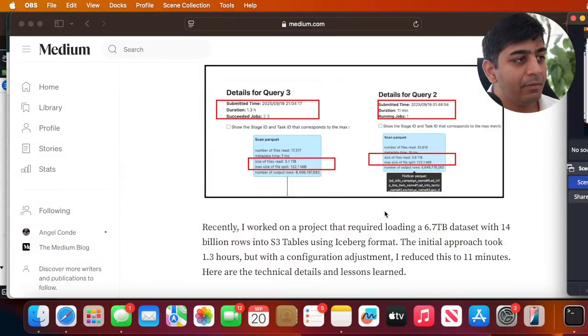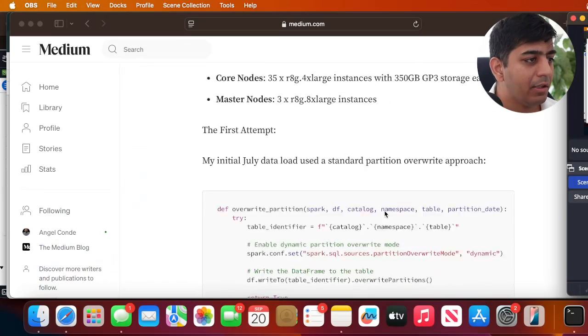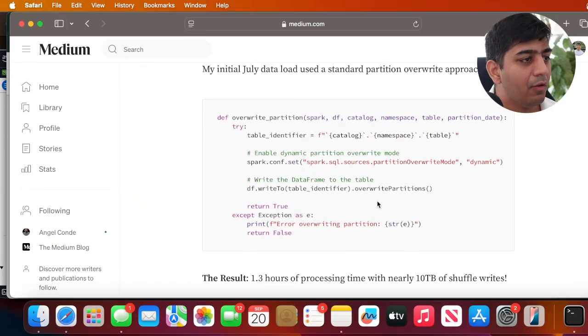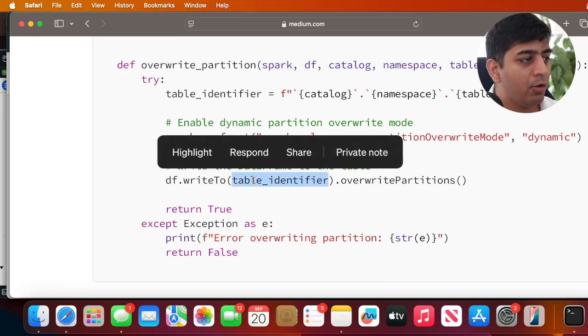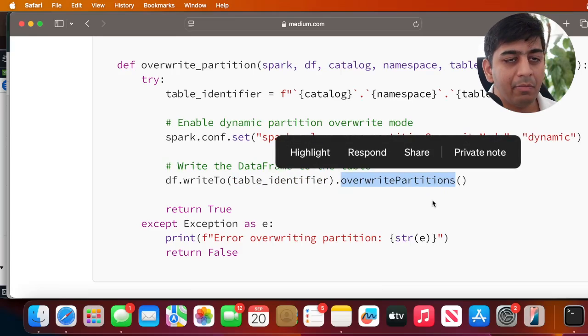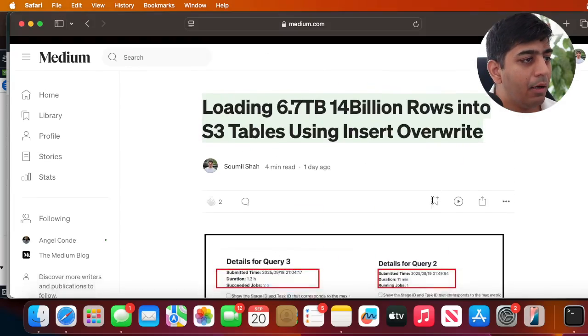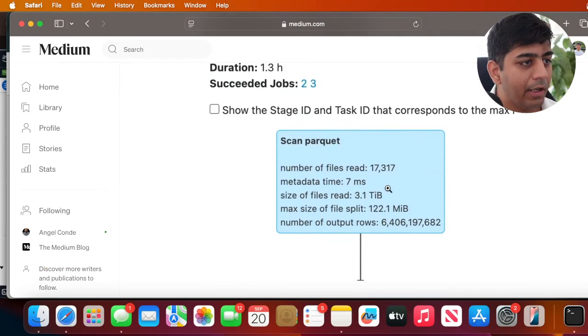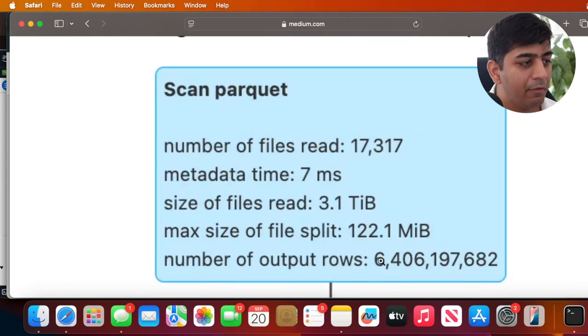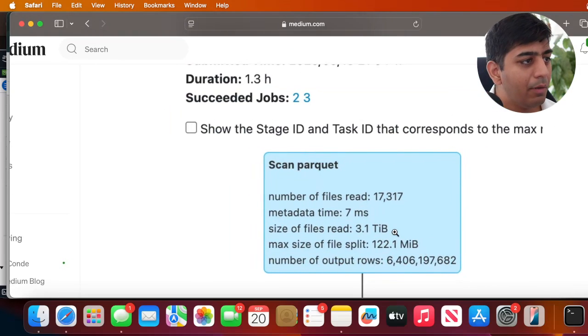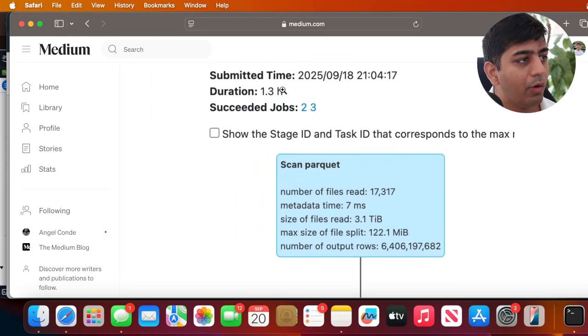The first time I used the insert overwrite method, as you can see over here, it was fairly straightforward. I read the data and then wrote into the Iceberg table using the overwrite partition method. In the Spark UI you can see roughly 3.1 terabytes, I guess about 6 billion rows. The entire job took about 1.3 hours, as you can see in the duration section. That's quite a long time.